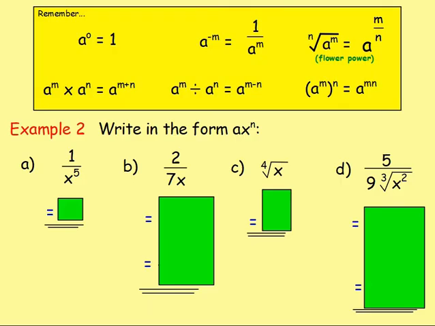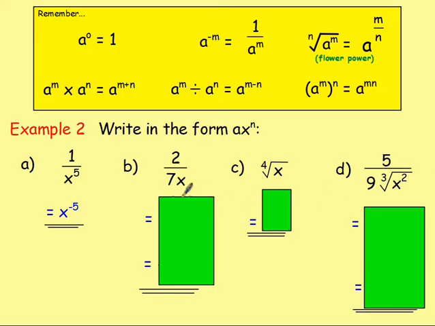Example 2, write in the form a x to the power of n. So, first one, we've got 1 over x to the power of 5. We want to write it really without fractions. We're just wanting something times x to the power of n. So to do that, again, we have to move the base and the index from the bottom of the fraction up to the top. So if we move the x to the power of 5 up to the top, it'll become x to the power of negative 5. And the 1 we don't really have to write. The 2 over 7x, how could you rewrite that?